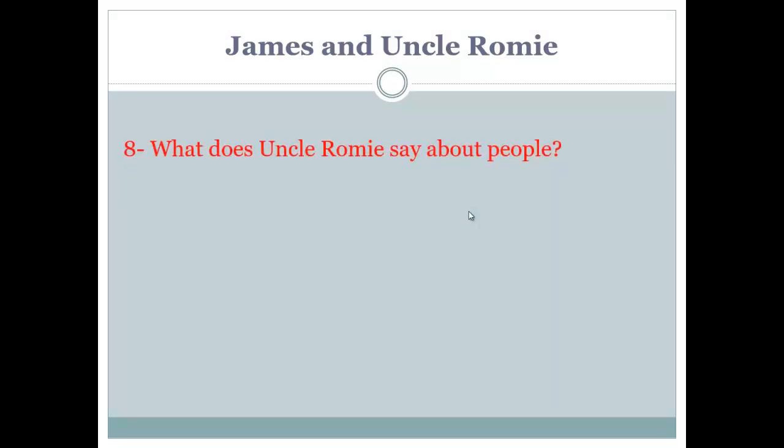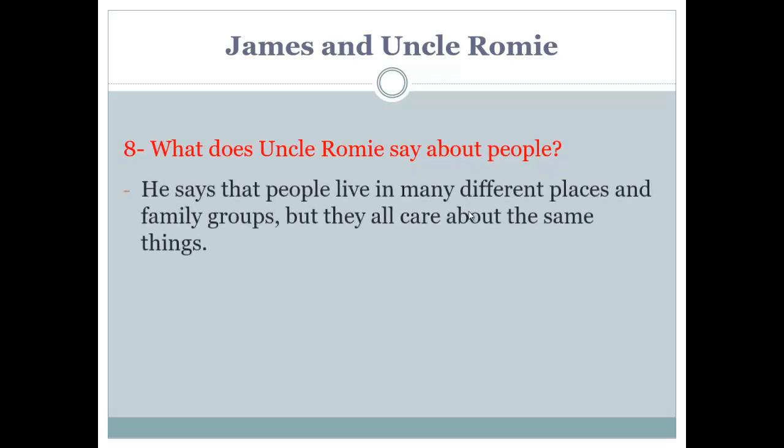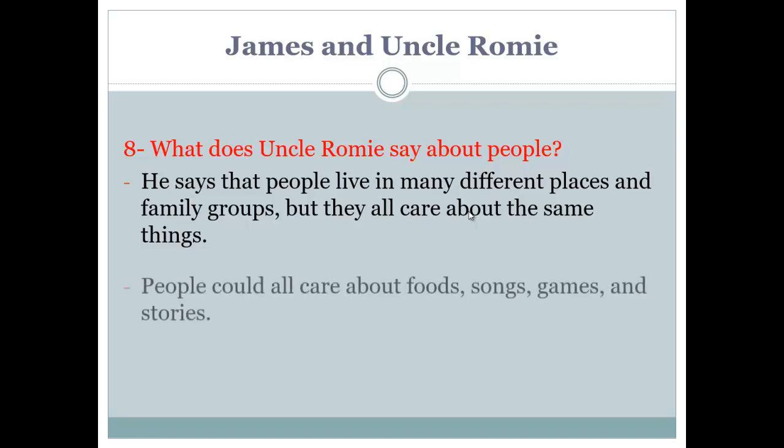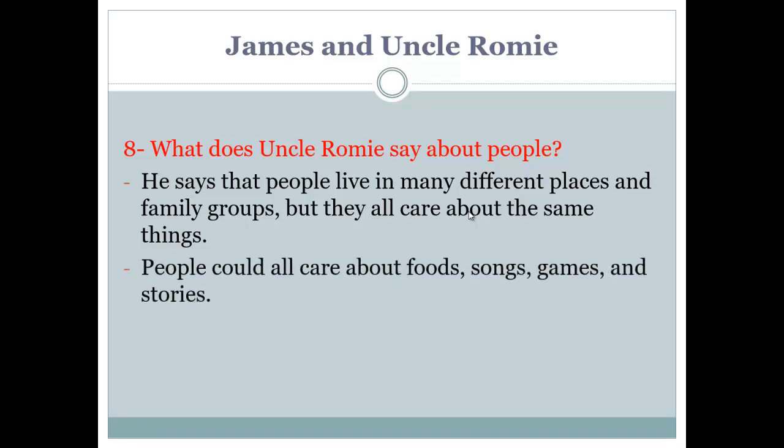Uncle Romy has an idea about people. What does Uncle Romy say about people? He said that people live in many different places and in different family groups, but they all care about the same things. So Uncle Romy believes that although people may live in different places and deal with different groups of people, after all, they may all care about the same things. People could all care about foods, songs, games, and stories.